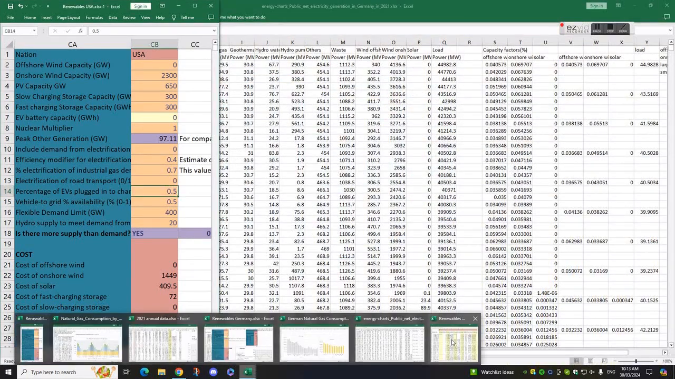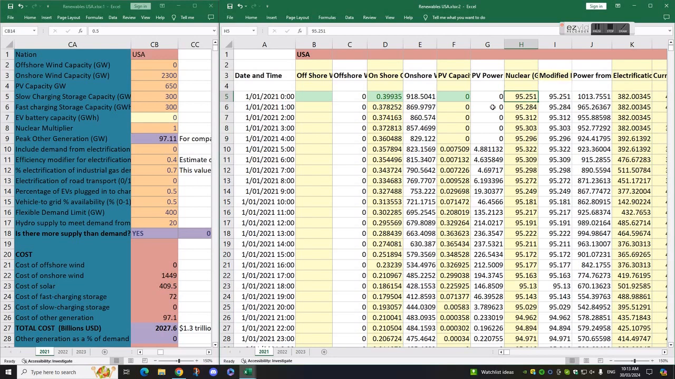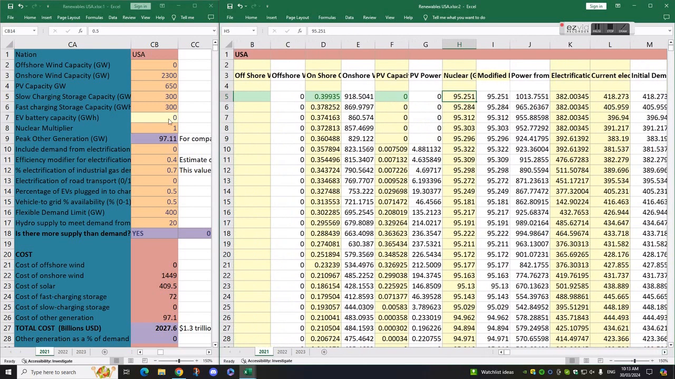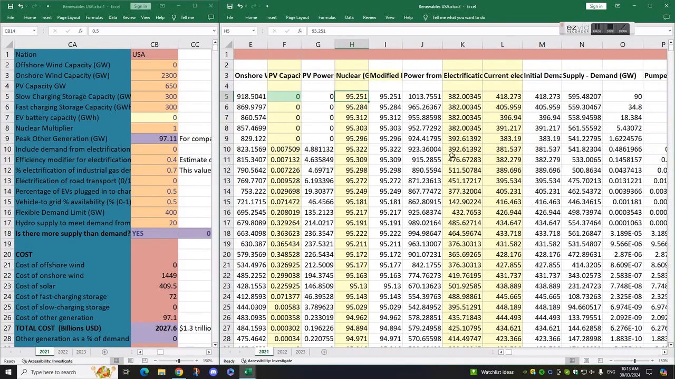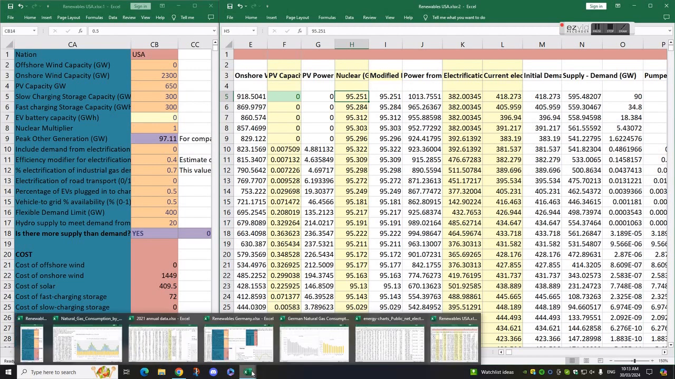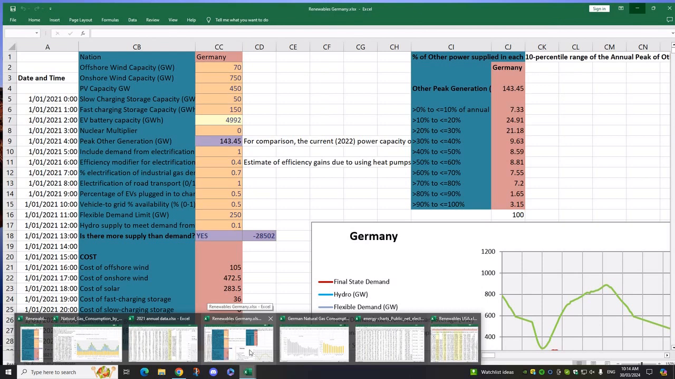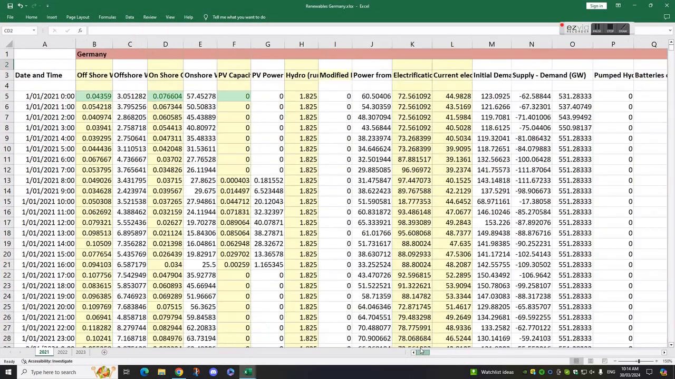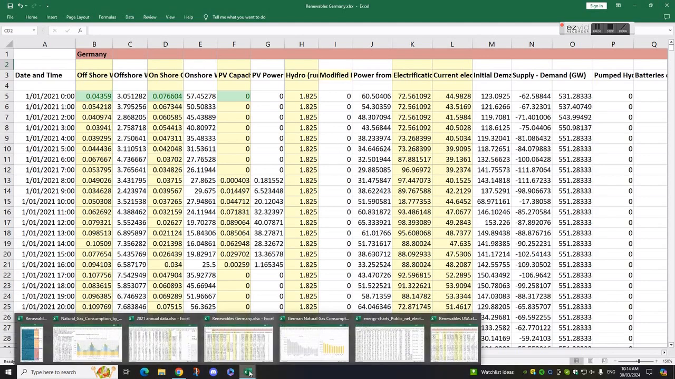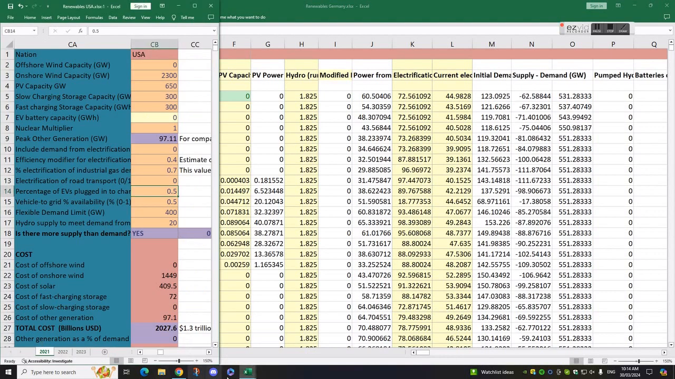Okay, so back to the spreadsheet. So I get those wind and PV capacity factors, the total amount of nuclear. I use them to calculate the total amount of power that could be generated by different capacities of wind and solar and nuclear in the case of the US model. For the German model, since they've closed down their nuclear, I have offshore wind, onshore wind, PV, and run-of-the-river hydro as the main power sources, mostly the offshore and onshore wind and the solar. Let's go back to the American model.